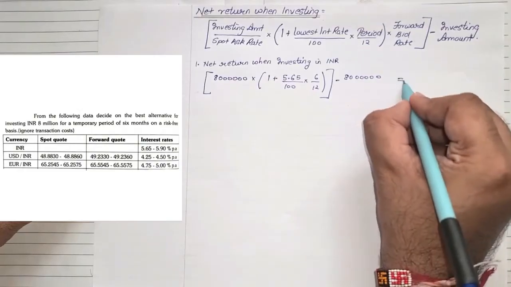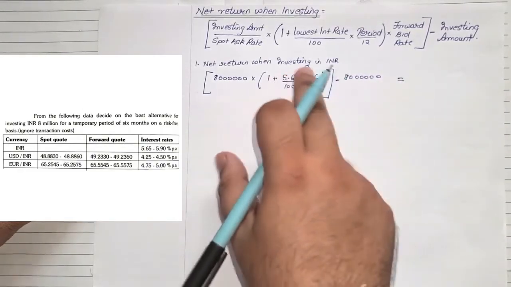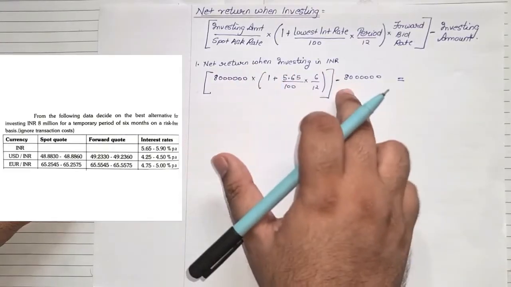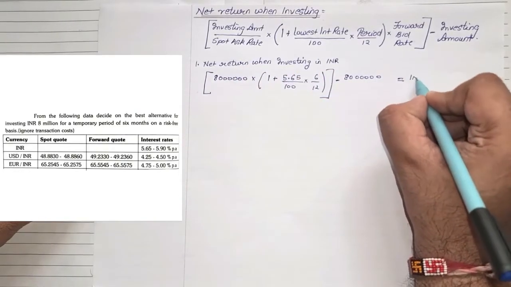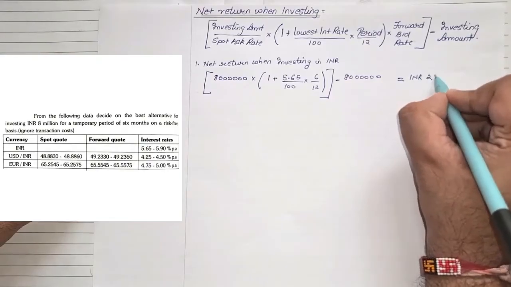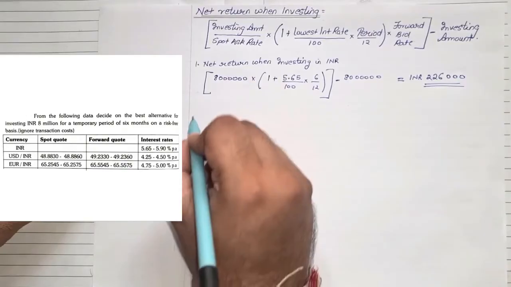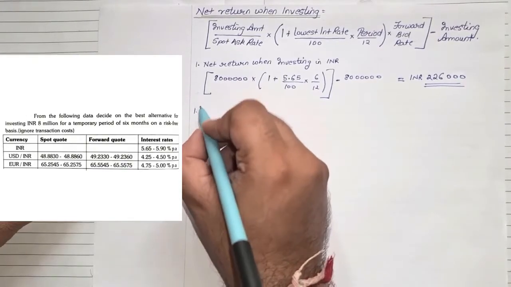Again the same thing: you divide, multiply, add it with 1, multiply with 80 lakhs, and whatever answer you get, minus 80 lakhs. The value that you should have got would have been INR 2,26,000 in the first case.